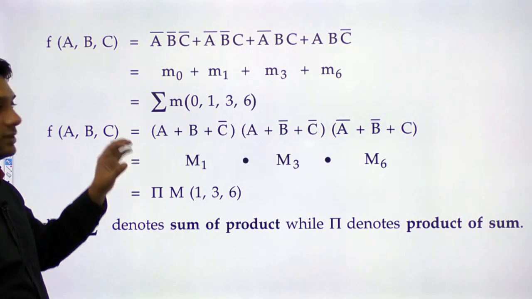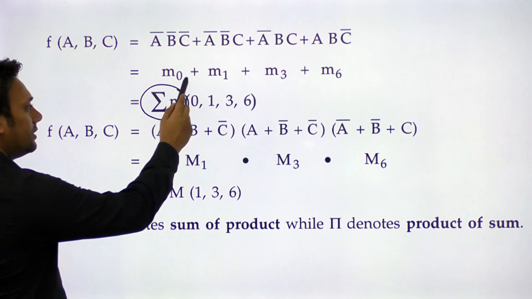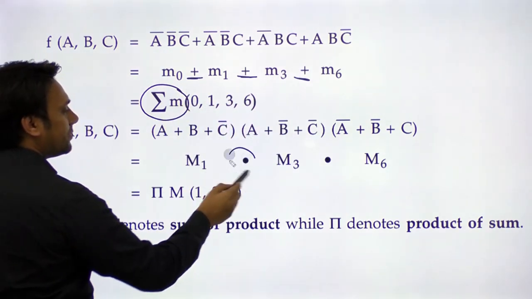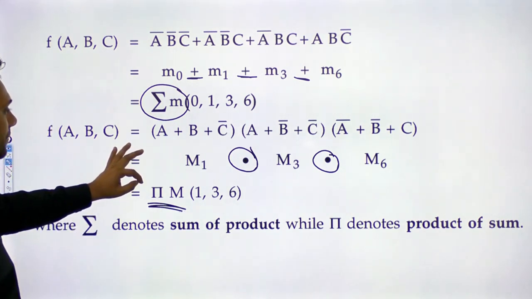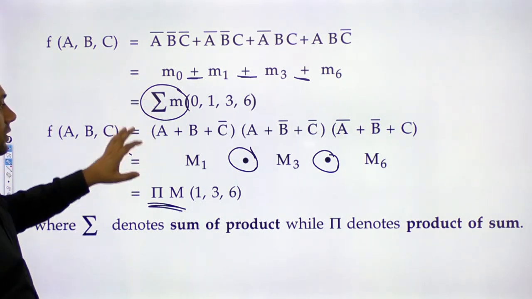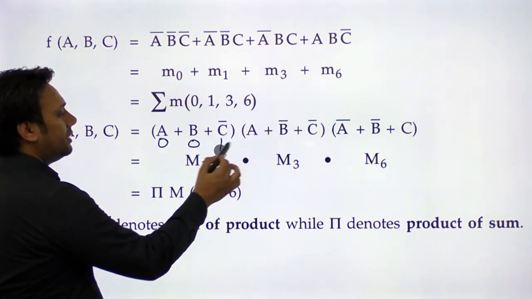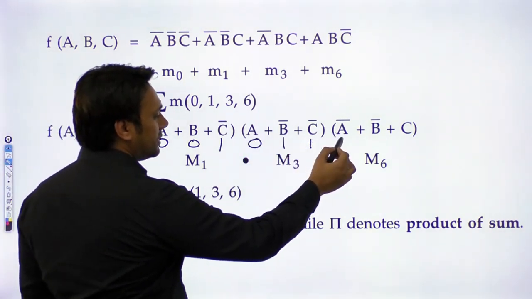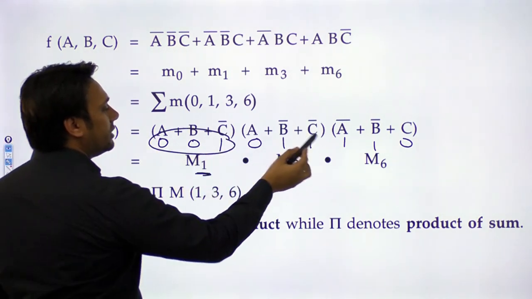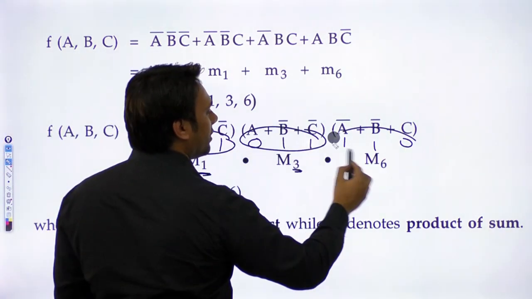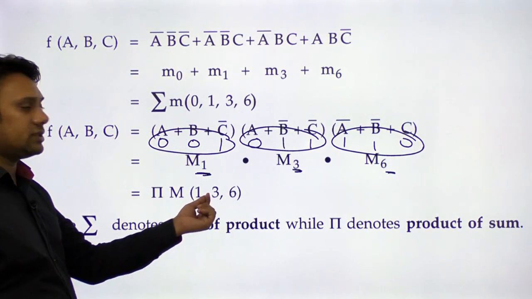So here you can see these min terms, we represent them with the help of summation because they are the sum terms, and these max terms, because they are the product terms, we represent with the help of pi. So pi represents product, summation represents sum. So in this manner, you can clearly see this is representing value 001, this is 011, this is 110. If you convert, 001 is representing a value 1, 011 is representing a value 3, 110 is representing a value 6. So I can write it as summation 1, 3, 6.